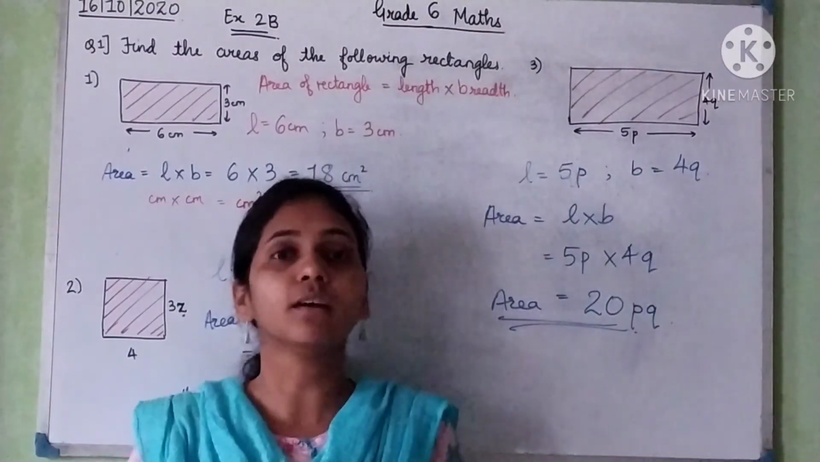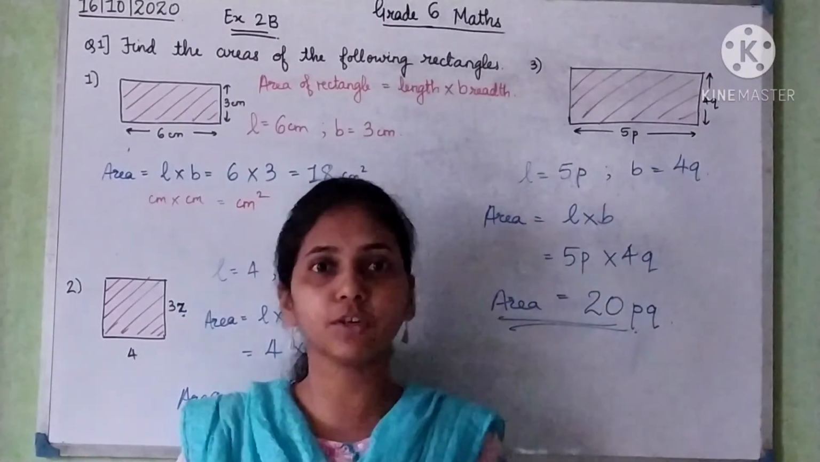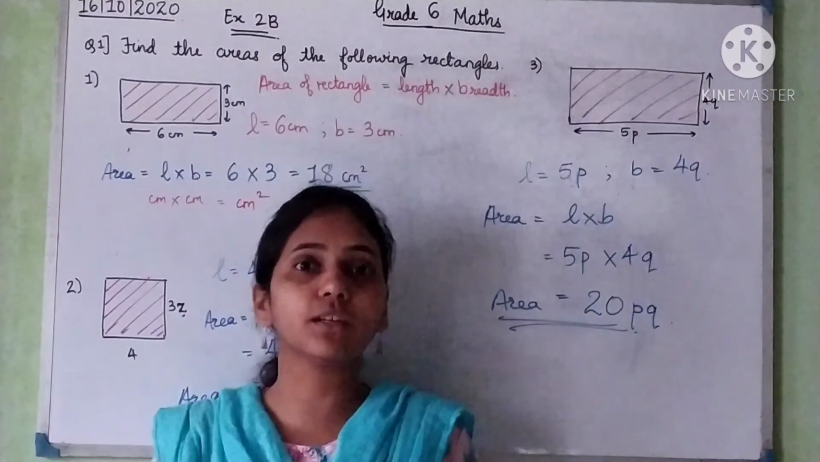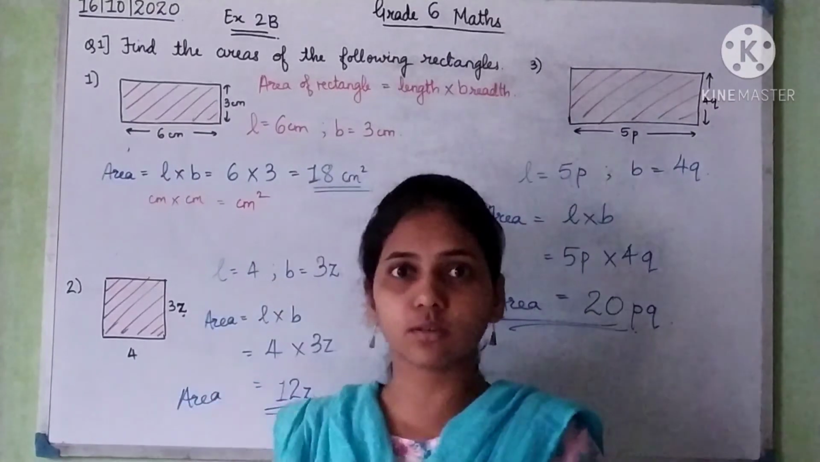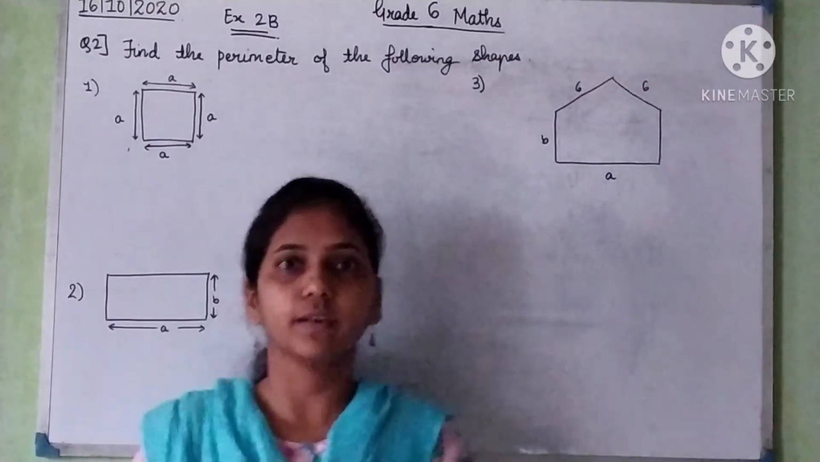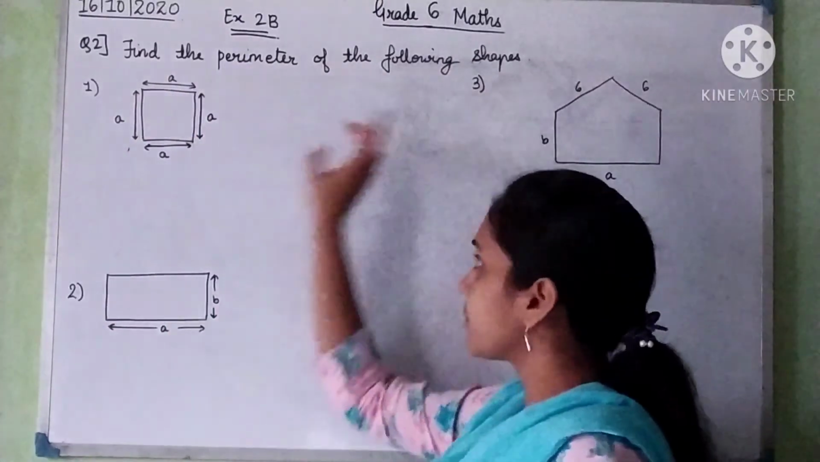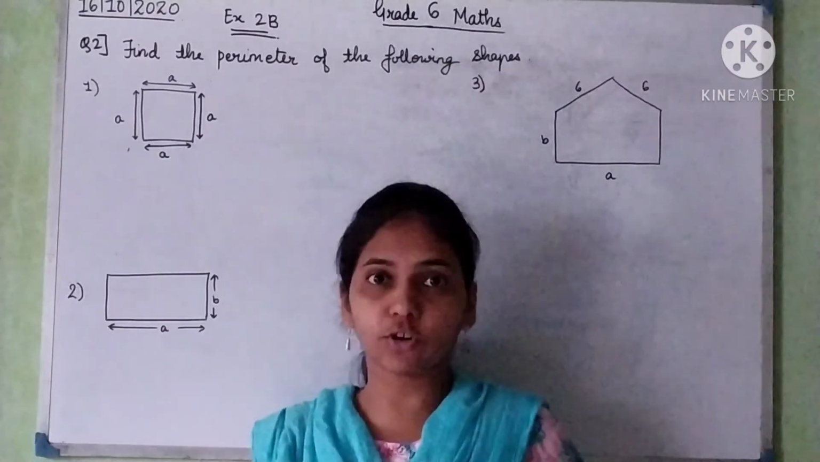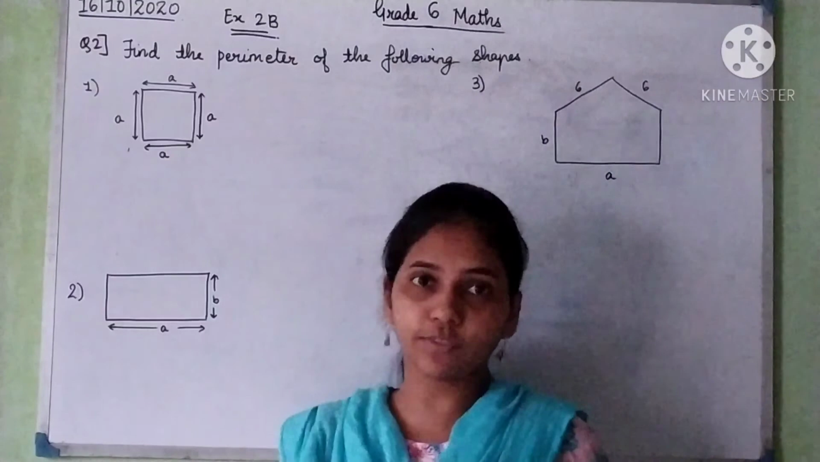Now in the second question, we have to find the perimeters of the given shapes. So different shapes are given to you and you have to find the perimeter of it. Now what is a perimeter? A perimeter means the sum of all sides. Okay. So we'll go to this question number 2 and see. Now the second question is find the perimeter of the following shapes. Now what is a perimeter? A perimeter means the boundary of the given shape.